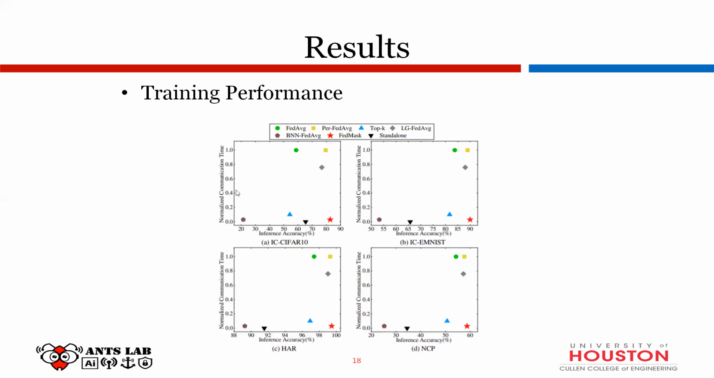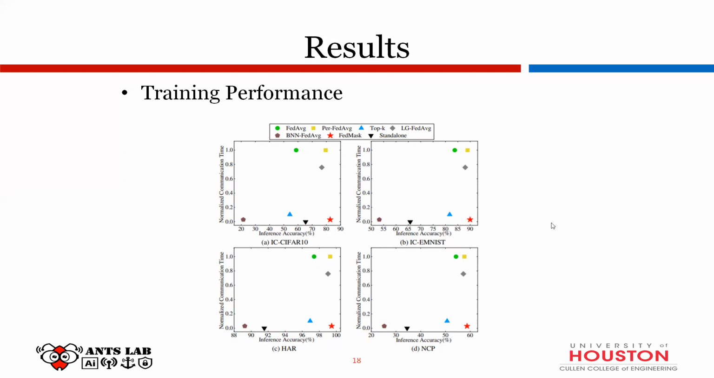So this is the training performance. As we can all see, FedMask is located here, and the y-axis is the communication time, so the lower, the better. Here FedMask has a really good communication time. In terms of accuracy, it also performs fairly well, at least given their results. These are just four different types of data sets, and they have reached similar results here.